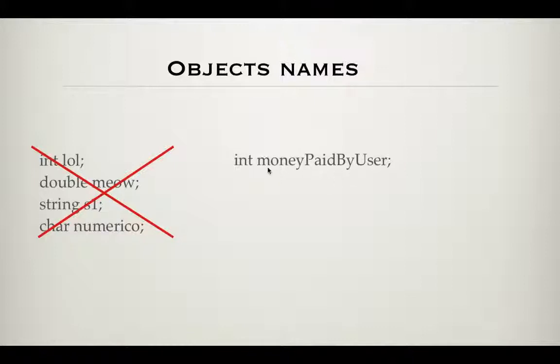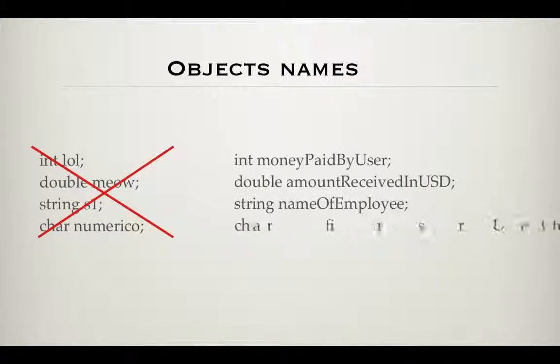So why is it good for writability? Well, Apple helps you: just when you type like MON, it will give you the rest of your object name, so this will be helpful. And don't worry about long names. Here are long names: double amount received in USD, string name of employee, char first letter of the string. So just use them, and Apple uses them a lot in naming their methods. You can check them out, or if you are already programming in Objective-C and making applications, you will be facing a lot of long-named methods.